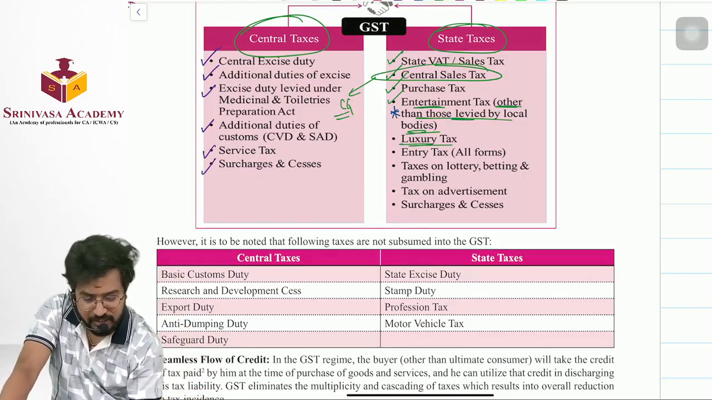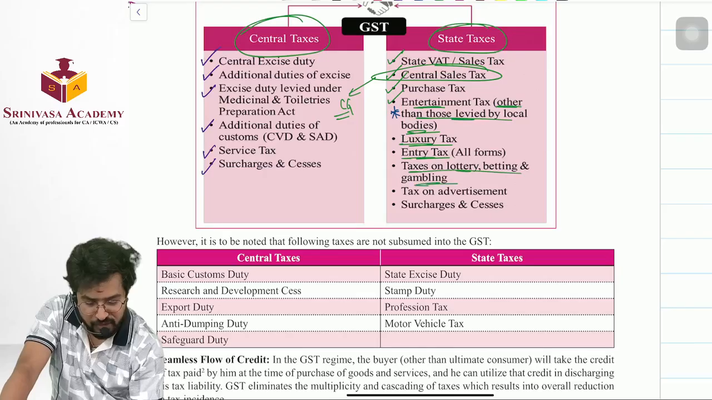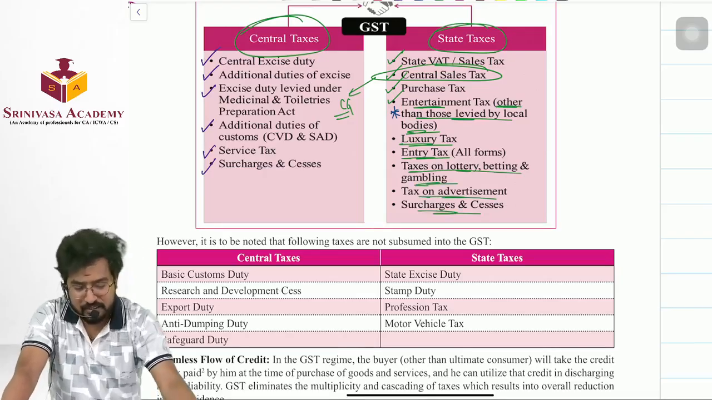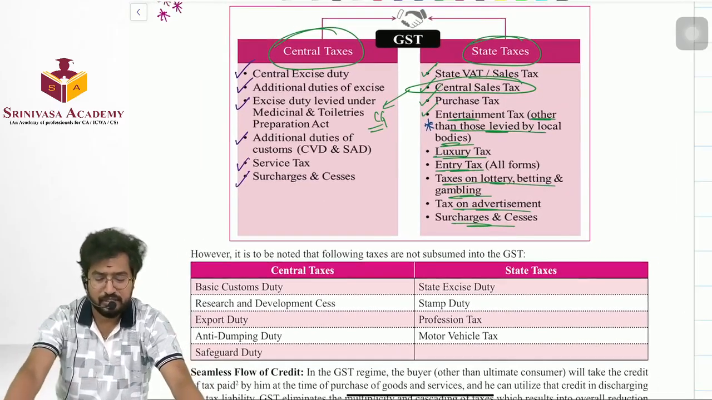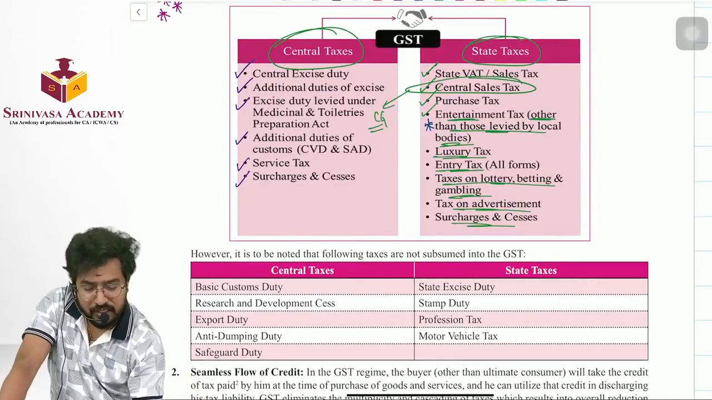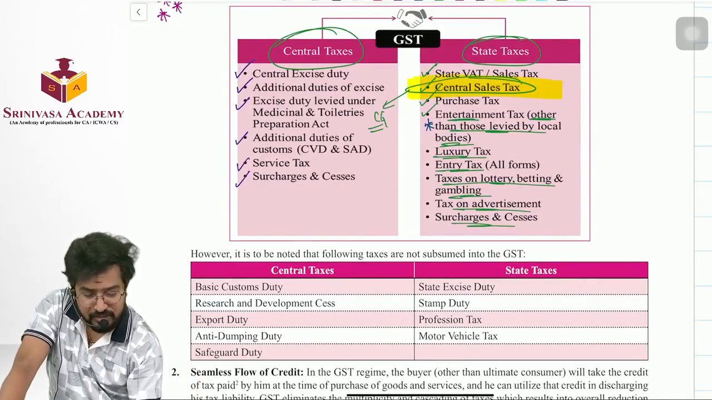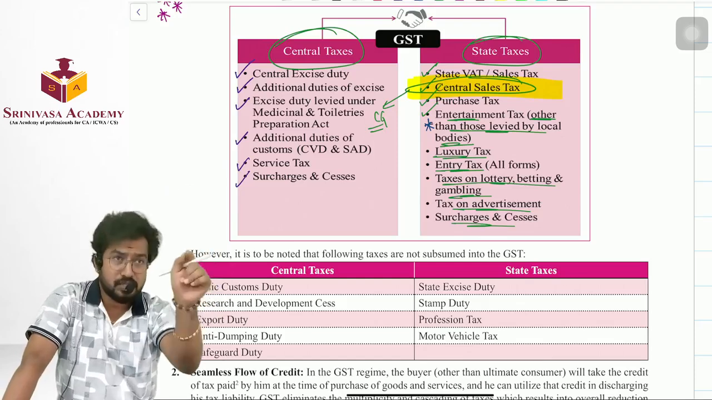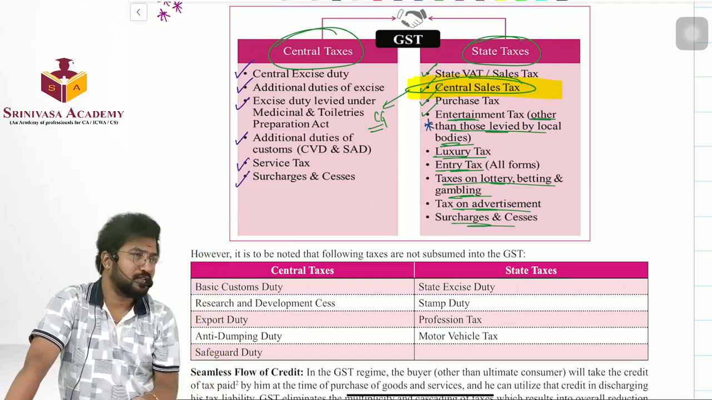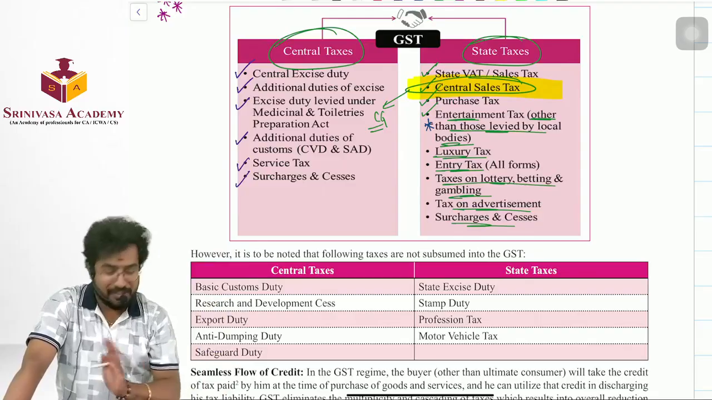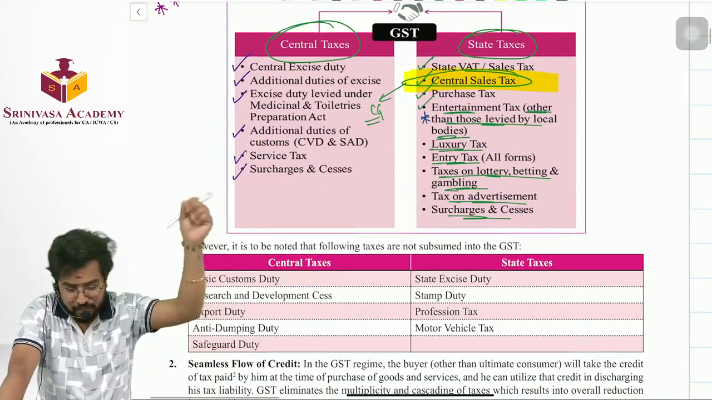Next, luxury tax, entry taxes, tax on lottery, betting, gambling, advertisements, surcharge and cess, all these things are now subsumed into GST. Sir, one wrong point here is central sales tax. Central sales tax is levied by central government. In the name itself it is there, central. It is not a state tax. Shall we continue?